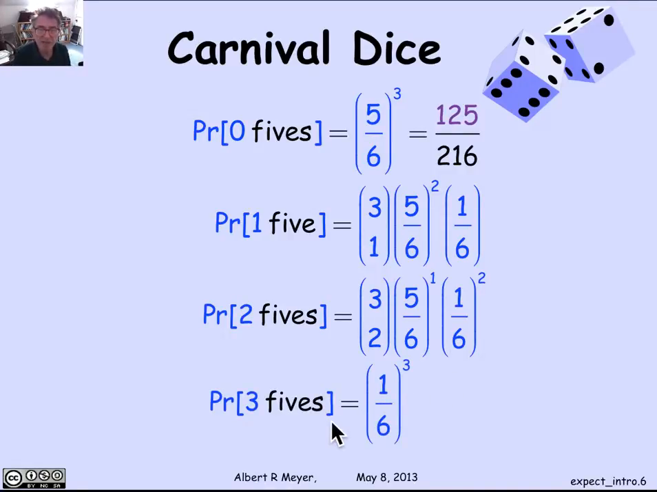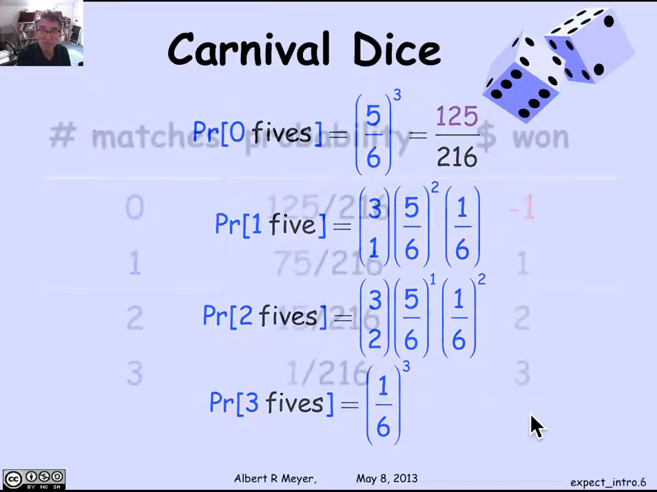Okay, the probability of 3 5s is 1/6 of getting a 5 on the first die, 1/6 of getting a 5 on the second die, 1/6 of getting a 5 on the third die. It's simply 1/6 cubed. Okay, so we can easily calculate these probabilities. This is a familiar exercise. Let's put them in a chart.